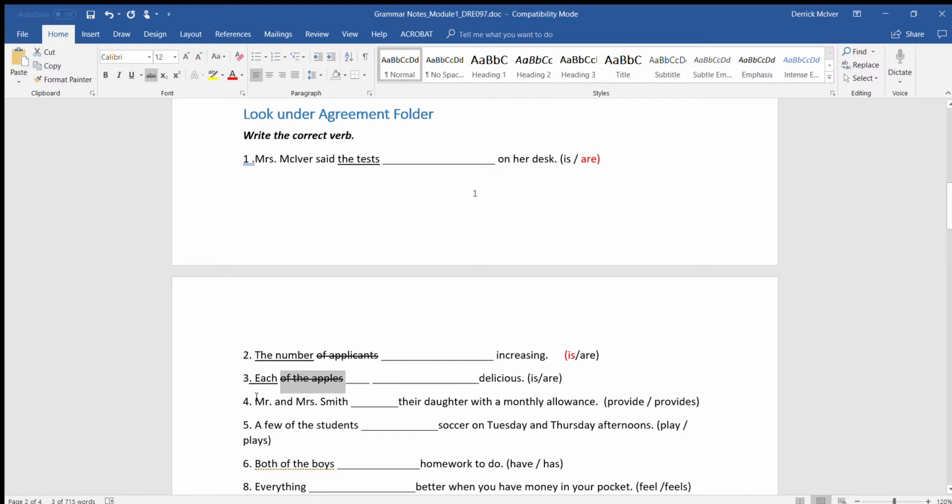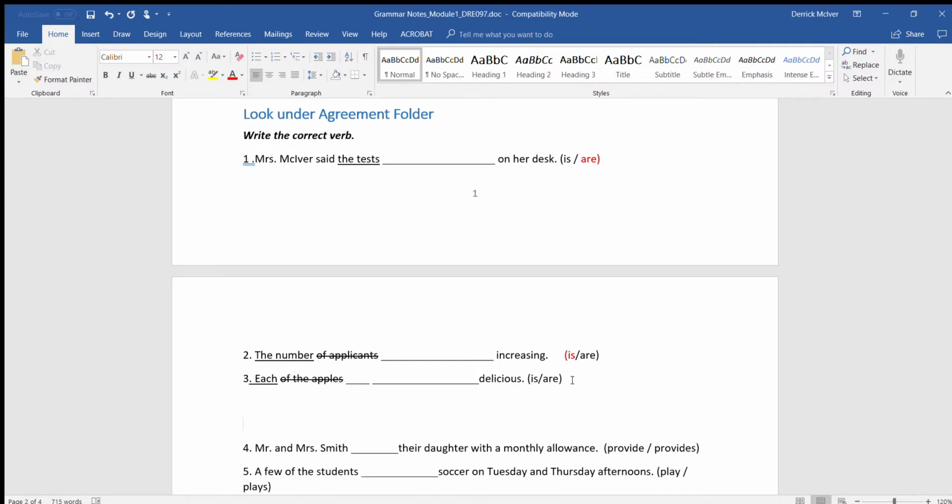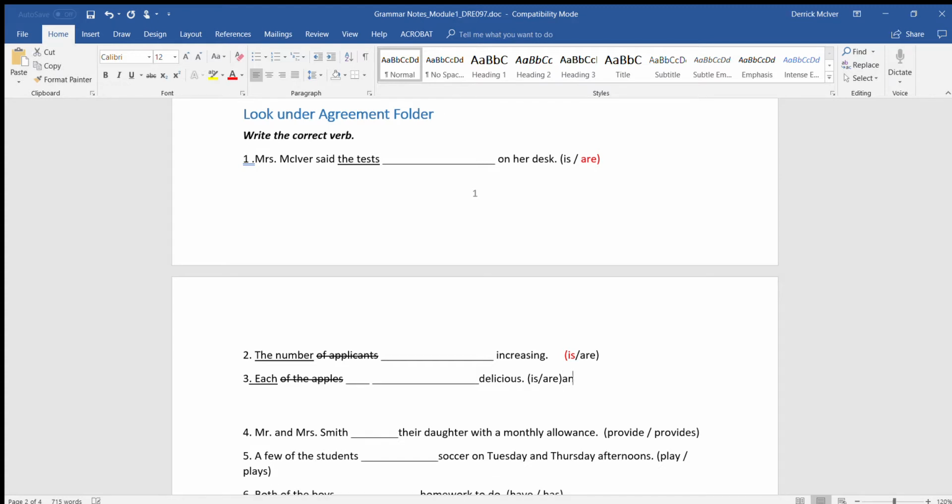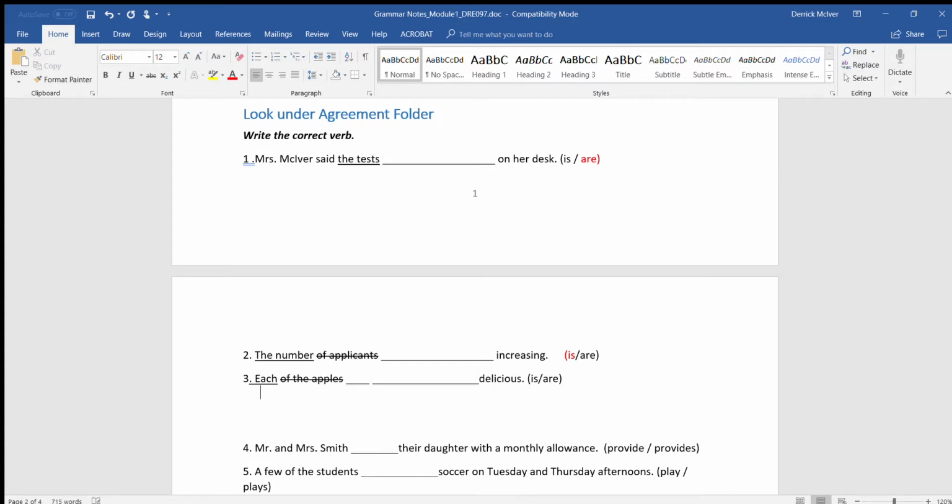Under the agreement folder, we learn about indefinite pronouns. If the pronoun ends in one, okay, and that means anyone, everyone, someone. If the indefinite pronoun ends in body: everybody, somebody, anybody.